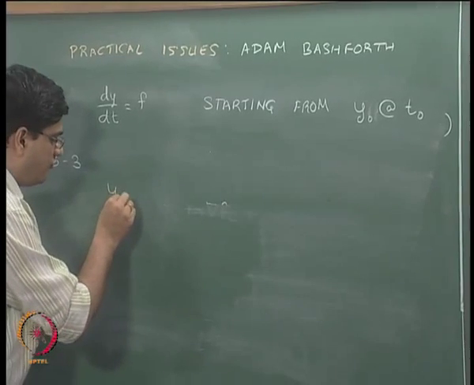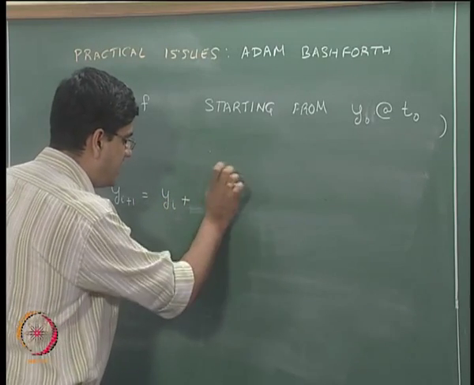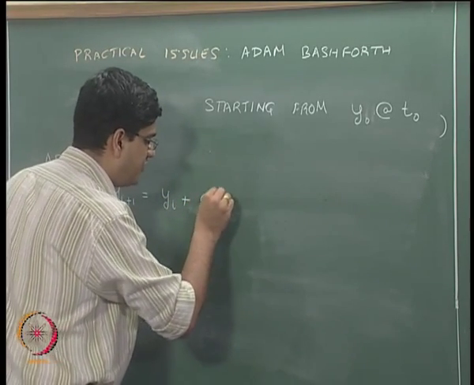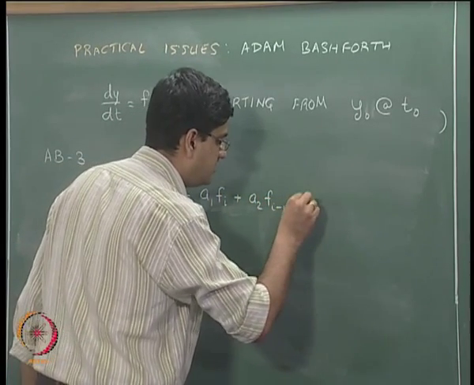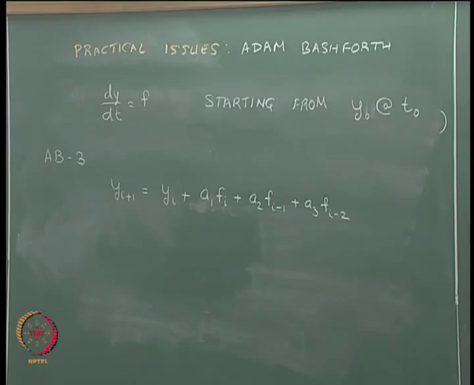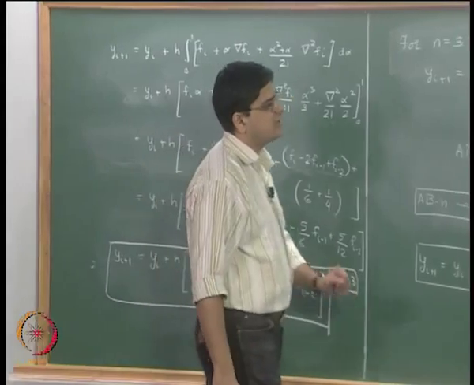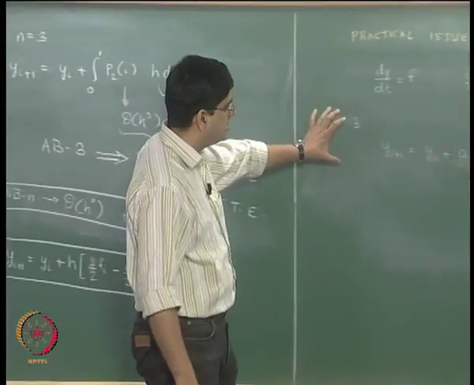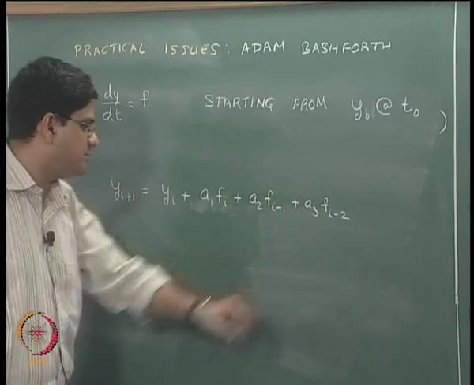Okay. So y i plus 1 for Adam-Bashforth third order method is going to be y i plus a1 f i plus a2 f i minus 1 plus a3 f i minus 2, where if we go back to this particular derivation, a1 is 23 by 12, a2 is minus 4 by 3 and a3 is 5 by 12. Okay. So these are the values of coefficients that we can use in this particular Adam-Bashforth formula. Okay. So this is the overall Adam-Bashforth formula.